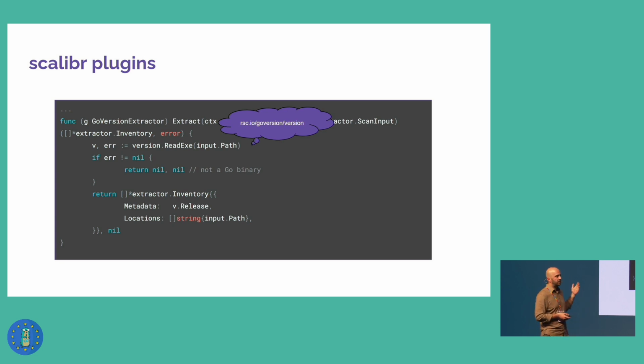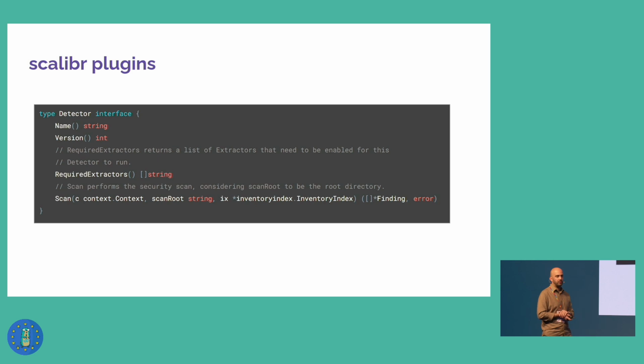So what we do here, we take this path of our Go binary, we pass it to read.exe, and if this returns an error, then that means basically we don't have a Go binary, we can just continue. Otherwise, we're just going to create one singleton inventory. What is going to be metadata? The Go release used to build this binary. And the location is the location of the inventory. That's it. We are done with our extractor.